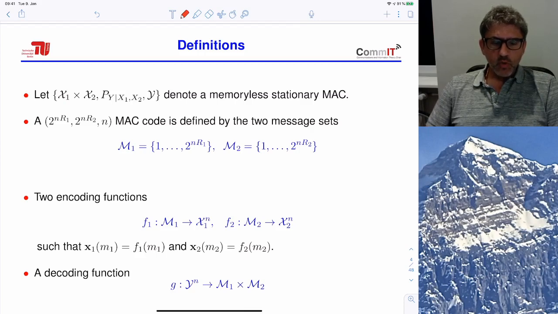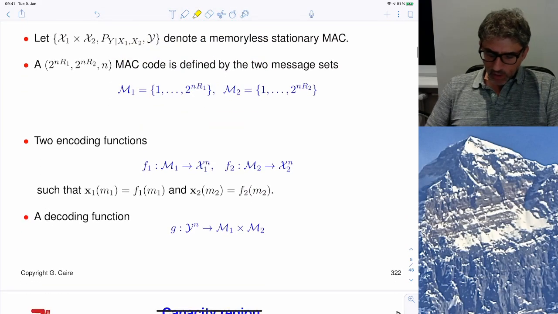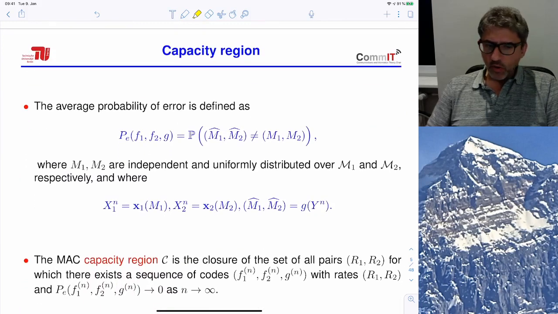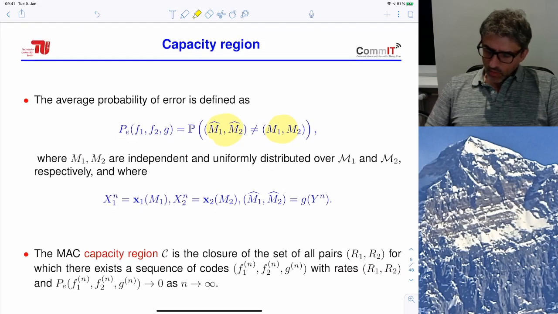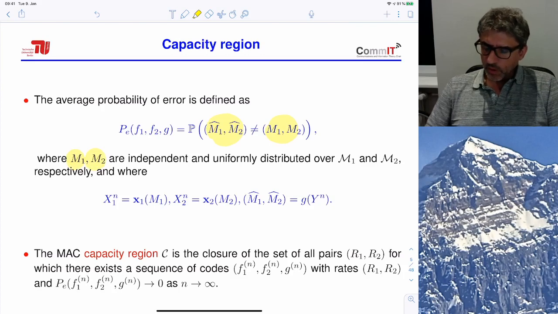Code words are sequences. For user 1 are sequences over the alphabet x1. For user 2 are sequences over the alphabet x2. And we have a decoding function. A decoding function is a map that maps sequences of the output into pairs of messages and therefore a decision on the transmitted messages. And we can define the probability of error for such a code as the probability that the two decoded messages are different from the transmitted ones. And basically, we consider that the two messages, M1 and M2, are independent and uniformly distributed over their message sets.